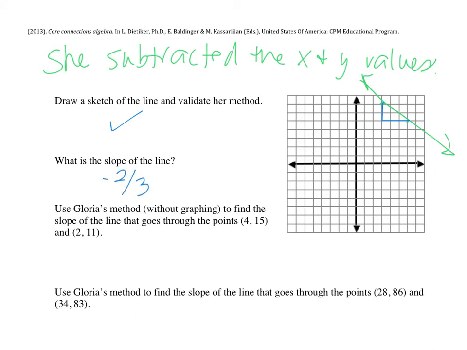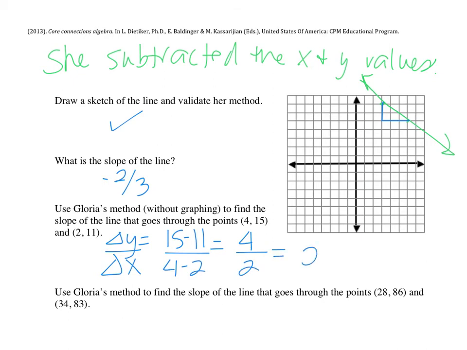So using Gloria's method without graphing, we want to find the slope of the line that goes through (4, 15) and (2, 11). So I'm going to start with my change in y. So I'm going to do 15 minus 11, which is 4, over my change in x. 4 minus 2, which is 2, which will give us a slope of 2.